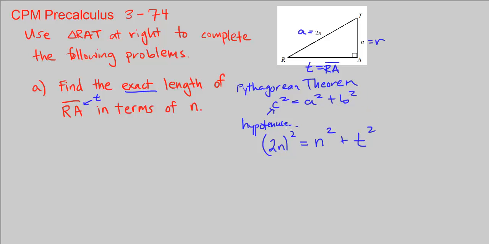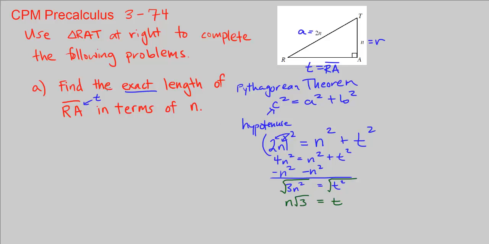Okay? So let's go ahead and square this. The square goes to both the 2 and the n, so 2 squared is 4, n squared is equal to n squared plus t squared. Now we're just solving for t, so subtract n squared from both sides. You get 3n squared is equal to t squared. Now let's square root both sides to get t alone. So t is equal to the square root of 3n squared. The n squared cancels with the square root, so we could put that in front. So it's n square root of 3.